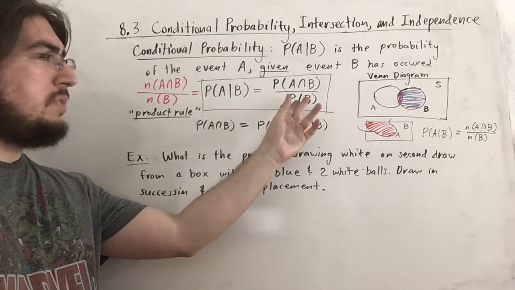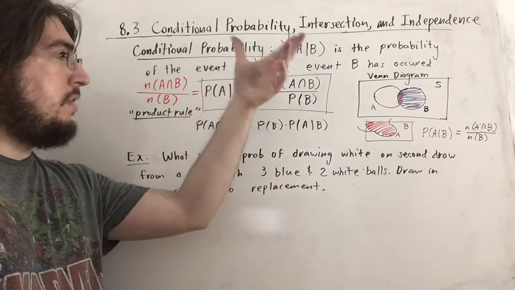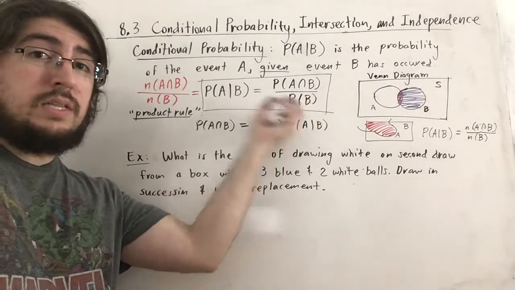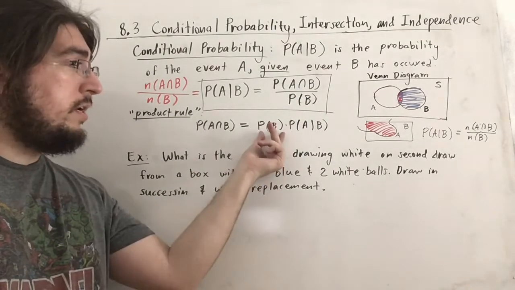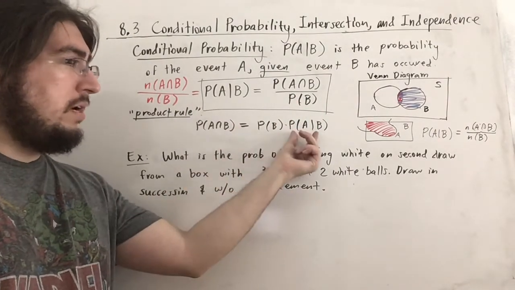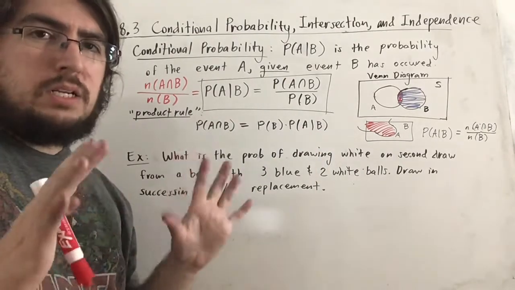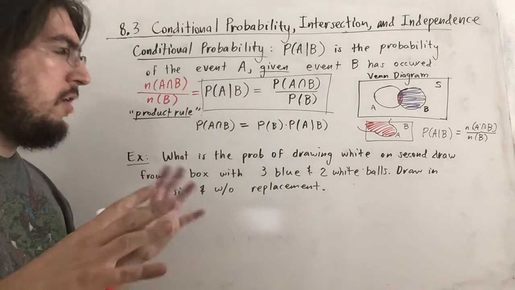If you multiply both sides by the denominator here, you get that the probability of the intersection is equal to the probability of what was in the denominator, the set that already occurred, multiplied by the probability of A given B. Now, what I'm about to write is a little strange, but just try to follow me a little bit.